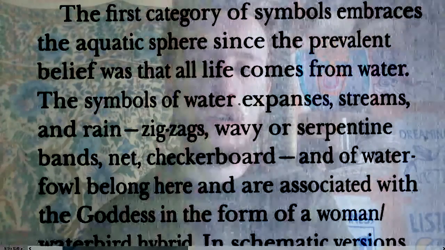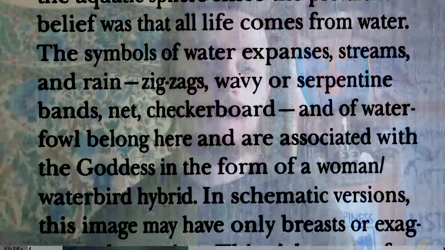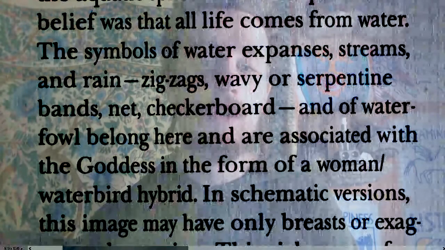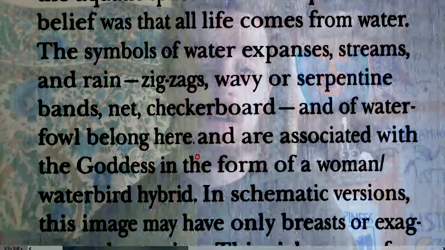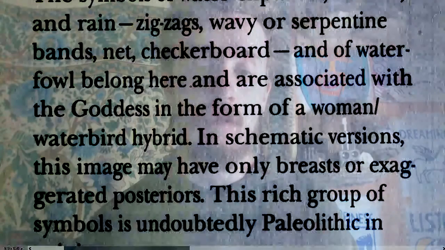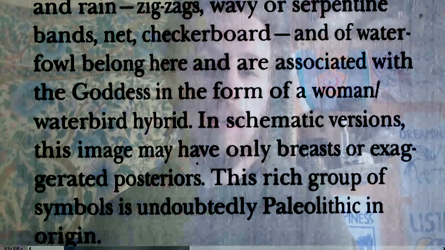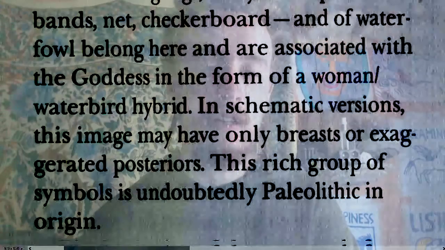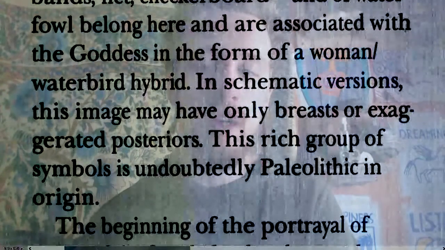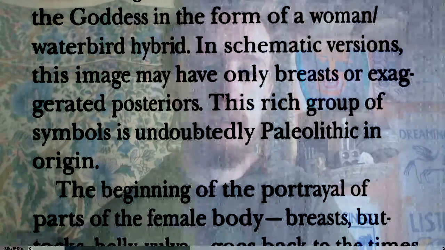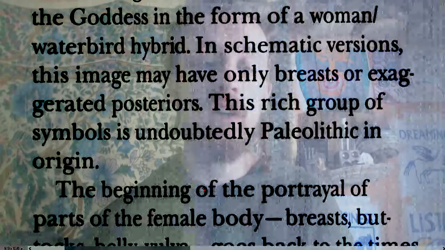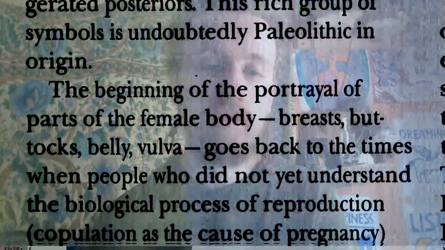The symbols of water expanses, streams, and rain, zigzags, wavy or serpentine bands, net, checkerboard, and of waterfowl belong here and are associated with the goddess in the form of a woman, waterbird, hybrid. In schematic versions, this image may only have breasts or exaggerated posteriors. This rich group of symbols is undoubtedly Paleolithic in origin.